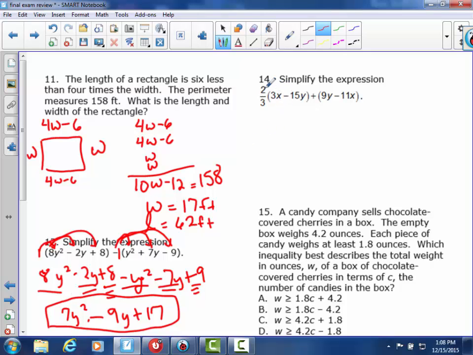Okay, simplify this expression. 2/3 gets distributed. The +1 gets distributed. So we end up with 2x minus 10y plus 9y minus 11x. Like terms, 2 minus 11 is -9x. -10 plus 9 is -1y.